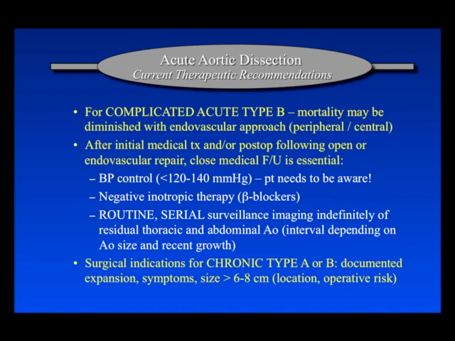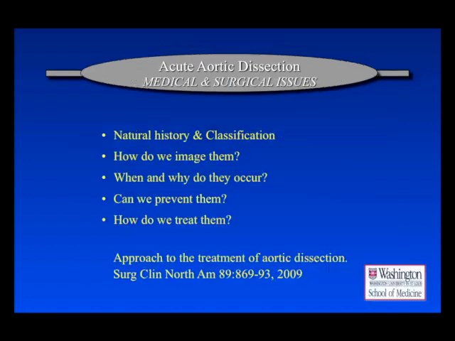Blood pressure control should be obtained, ideally less than 120, certainly less than 140 millimeters of mercury systolic. Patients need to be aware of the importance of blood pressure control. Negative inotropic therapy is recommended in patients who can tolerate beta blockers, and routine serial surveillance imaging should occur indefinitely for the patients to follow up their residual thoracic and abdominal aortic dissections. Surgical indications for chronic type A or B dissections include documented expansion, symptoms, or size greater than 6 to 8 centimeters depending on the location and operative risk of the patient.